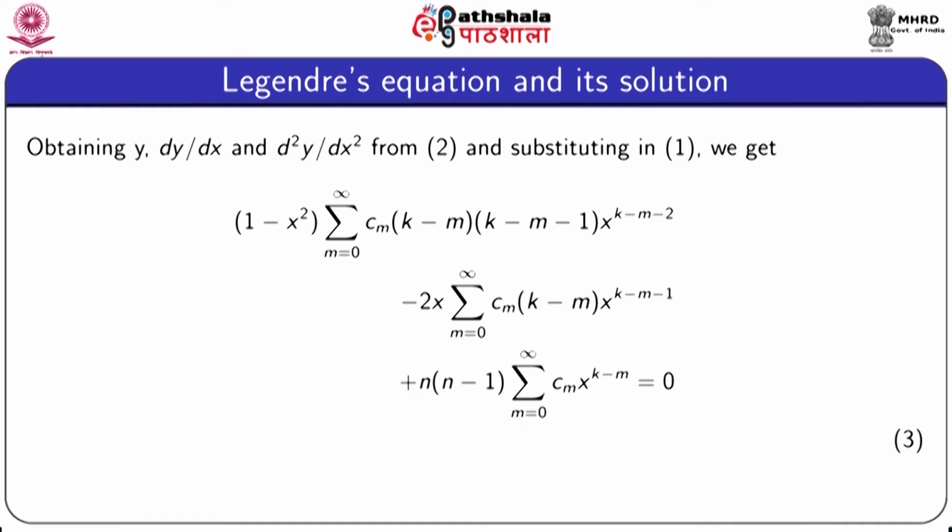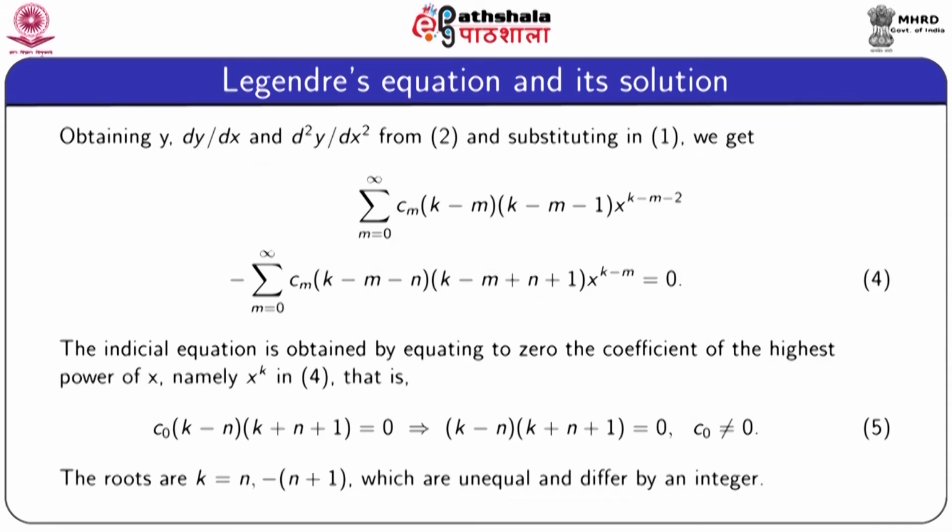And when you do that, you get an equation in this form: (1 minus x squared) summation m equal to 0 to infinity C_m (k minus m)(k minus m minus 1) x to the power k minus m minus 2, minus 2x summation m equal to 0 to infinity C_m (k minus m) x to the power k minus m minus 1, plus n(n plus 1) summation m equal to 0 to infinity C_m x to the power k minus m equal to 0. Next we simplify that equation and bring it in this form.